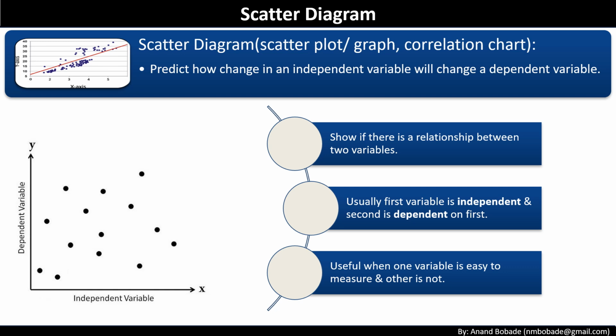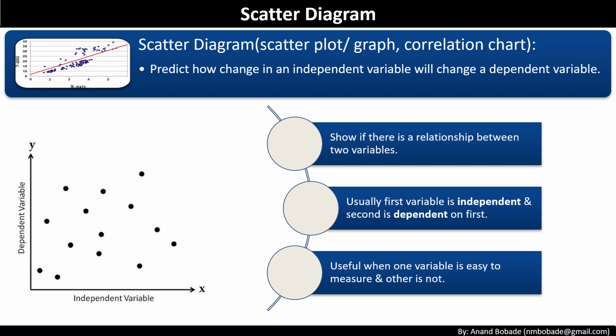In a scatter diagram, we typically have two variables. One is the independent variable, which we plot on the x-axis, and the other is the dependent variable, plotted on the y-axis. The independent variable is what you change or measure, while the dependent variable is what changes in response.